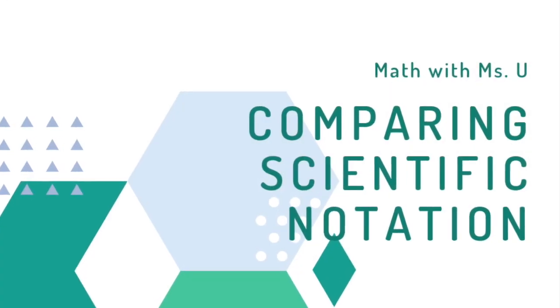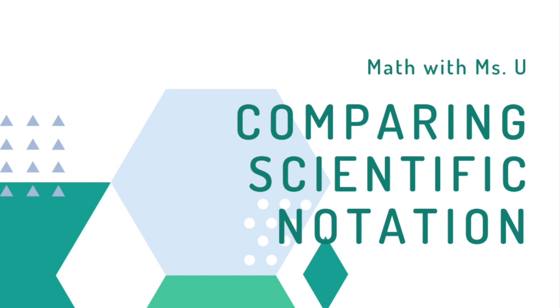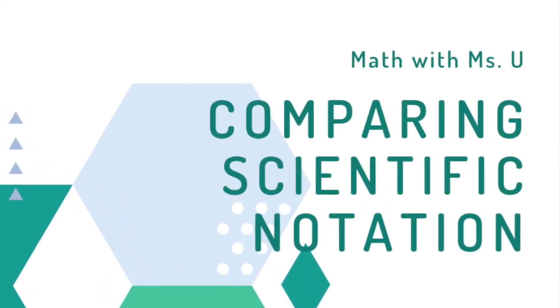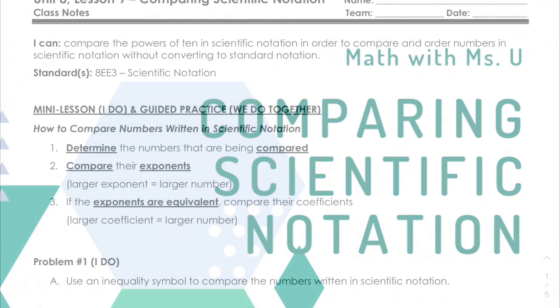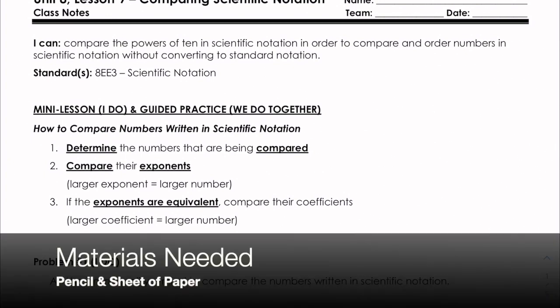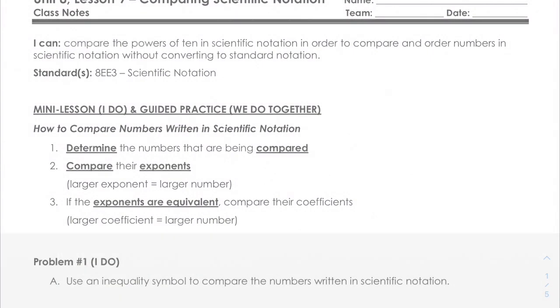Today we are going to learn how to compare numbers in scientific notation. So if you are a student of mine, that is Unit 8, Lesson 9. And what I would like for you to do now is make sure you have the materials that you need. And that will be a pencil and a sheet of paper because you need to take notes and send them to me. Pause the video now and please do that.